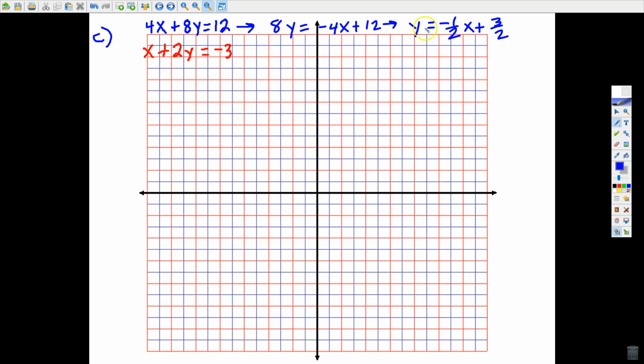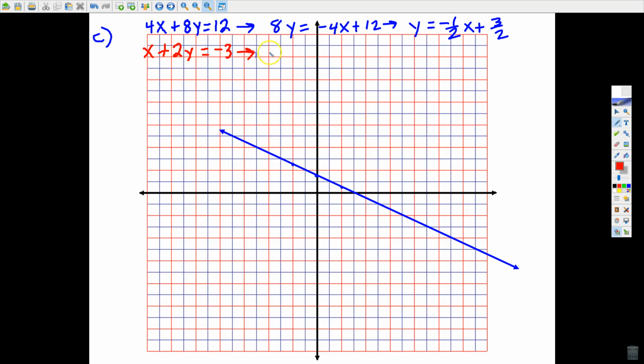All right, so let's go ahead and graph this blue line. That's a 1.5 y-intercept. So here's 1.5 on the y, with a -1/2 slope, so up 1, left 2, or down 1, right 2. And connect them. And now we'll work on the red.